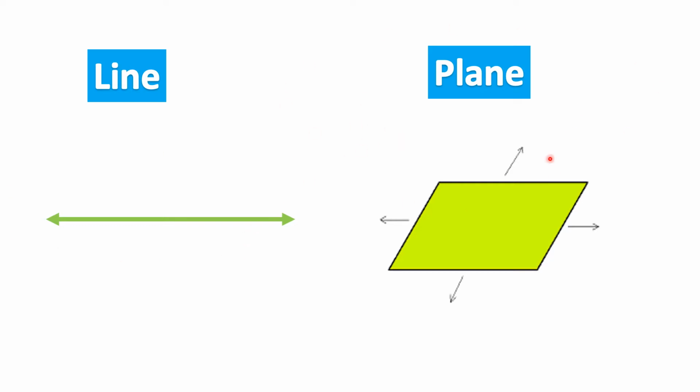Now what is a plane? You know that a plane is a flat surface, right? A flat surface that extends to this side also infinitely and to this side also infinitely. So this is a plane. For example, the screen that you can see is also a plane, right? So you know what a line and a plane is.